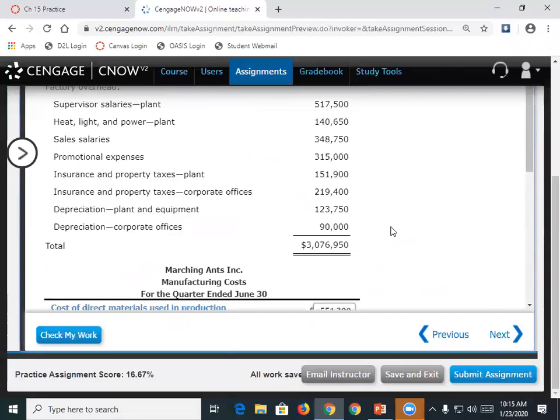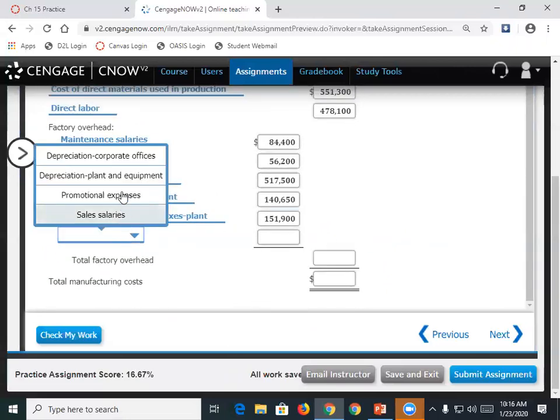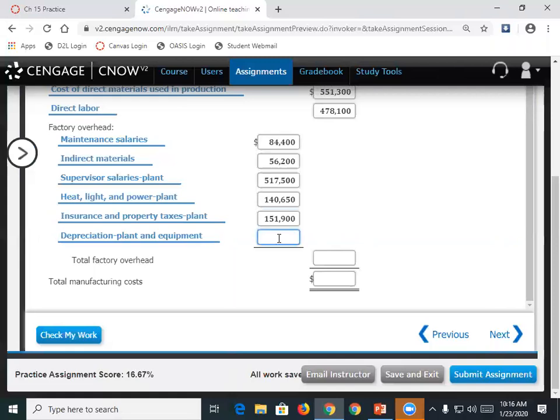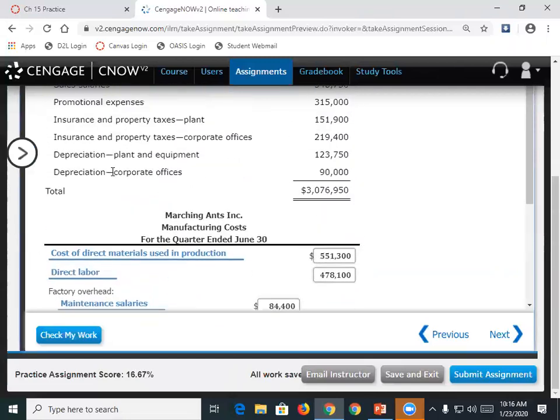How about insurance and taxes at the corporate offices? No, that's an administrative expense. So that's a period expense. Depreciation, plants, and equipment. Yes, that's a factory expense. Very good. And that's our last one, right? We know that too because depreciation on corporate offices is administrative, okay?